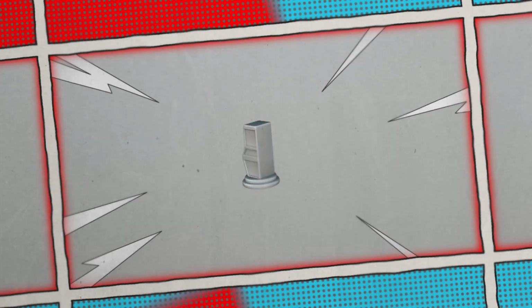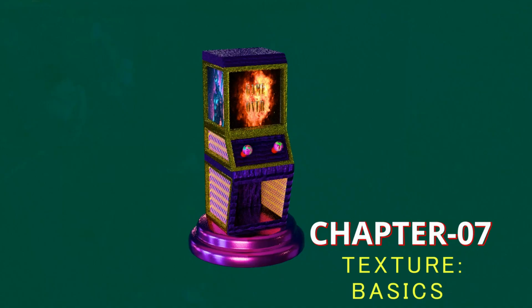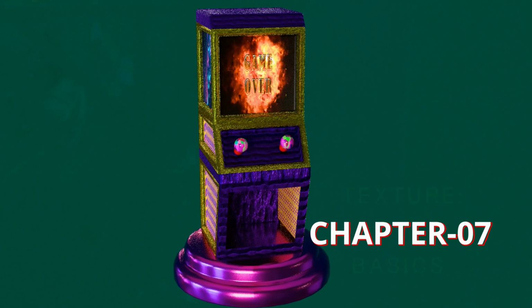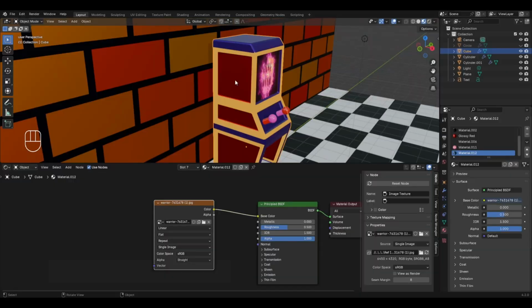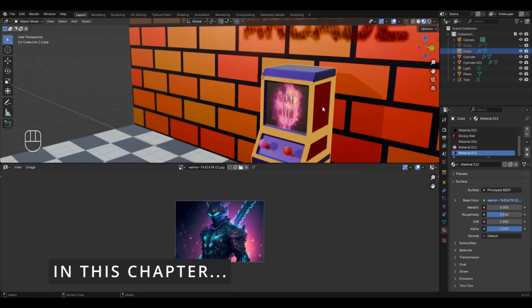You're watching chapter number 7 of the Blender Materials, Textures and Nodes course, Texture Basics. In this chapter, we'll be understanding all of these topics in complete detail, and we'll even use them in the retro gaming arcade scene that we have been creating in this course.